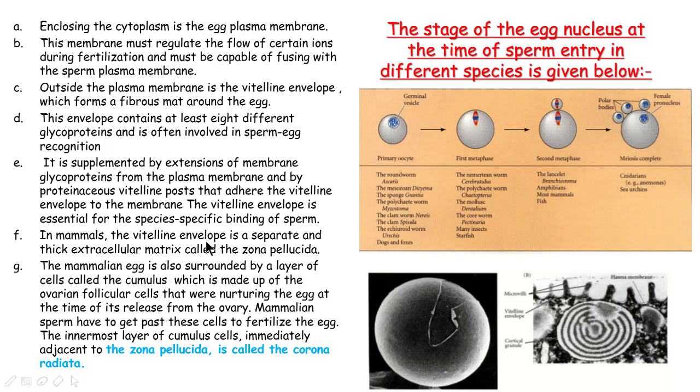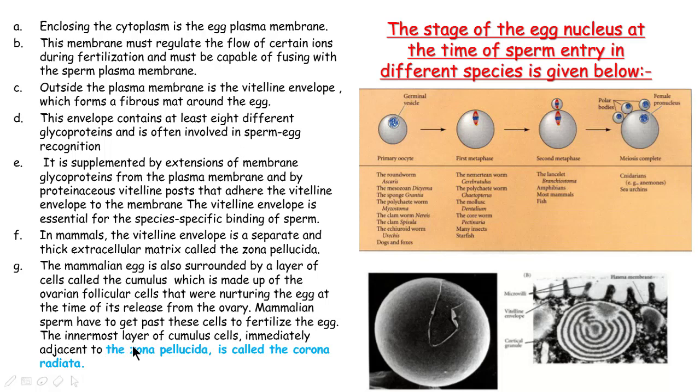In mammals, the vitelline envelope is a separate and thick extracellular matrix called the zona pellucida. Okay. The mammalian egg is also surrounded by a layer of cells called the cumulus, which is made up of ovarian follicular cells that were nurturing the egg at the time of its release from the ovary. This is the function. Okay. The mammalian sperm have to get past these cells to fertilize the egg.